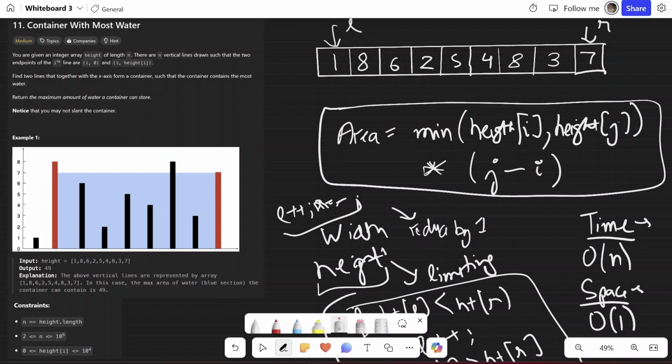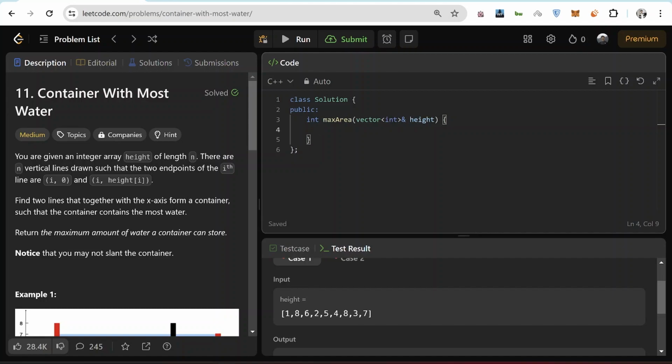Now let's see how we'll write code for this solution. Here I am given a function maxArea with the input vector of type int called height. Now what I'll do is create a result variable called maxArea and equate it to 0. Similarly, create the left and right pointers, initialize them, and then start the loop.